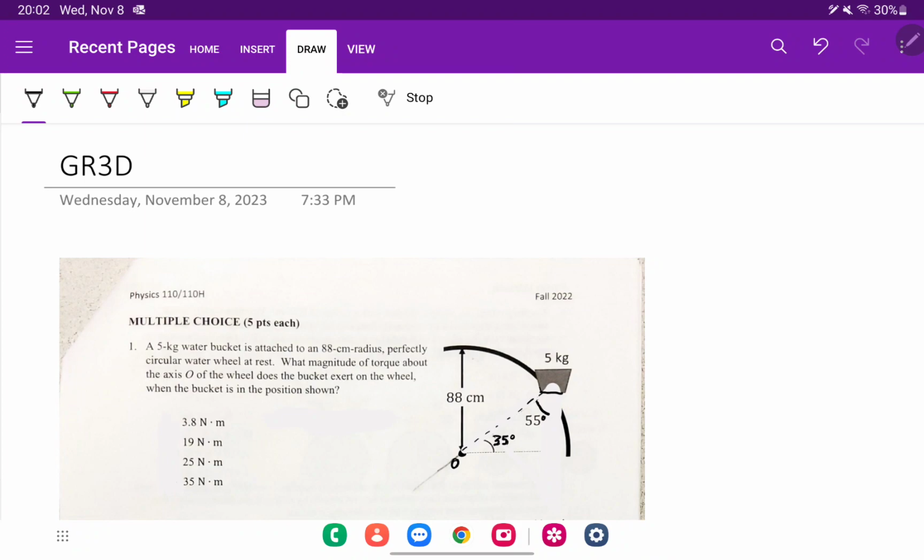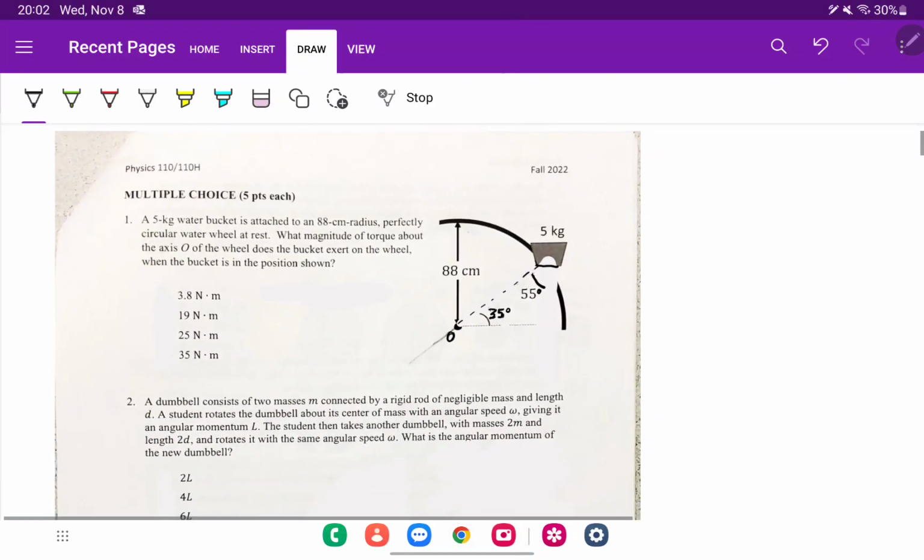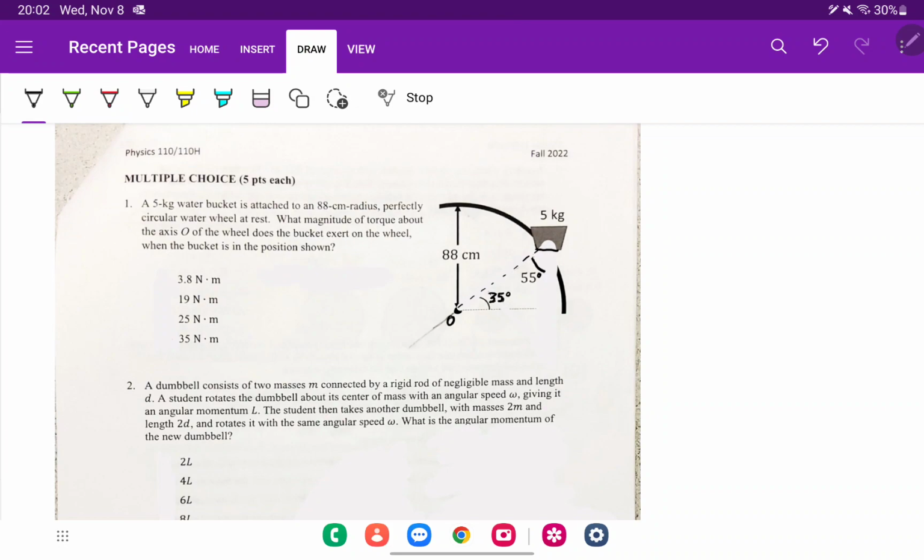This is the Physics 110 GR3D review. This GR is not posted on the online GR archive, unfortunately, but this is the GR that I took last year. So if you're reviewing for your physics GR next week, hopefully these videos will be helpful. In this video, I'm going to go over multiple choice questions 1 through 3.